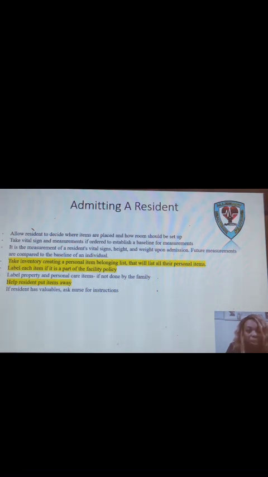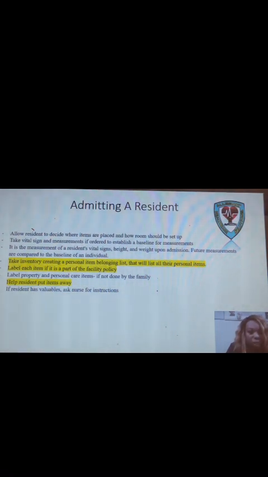Depending on the facility policy, you're going to label their personal items and their personal care items. You want to make sure that those items are labeled because you don't want to share items from one resident to the other. And the new resident may be sharing a room with someone that they don't know.